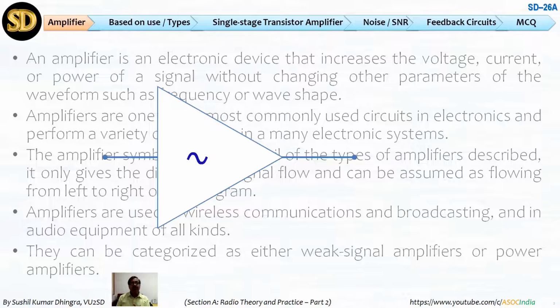First, this is a simple diagram showing input and output only in triangle format, but it is general. If it is an operational amplifier or other type, it will show two inputs and one output. That I am not going to explain, as it is not required in the ASOC exam.